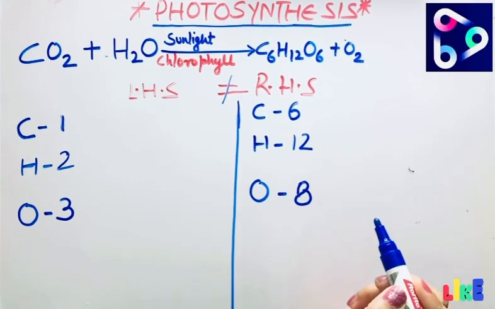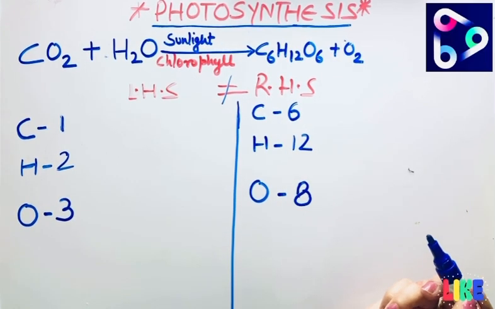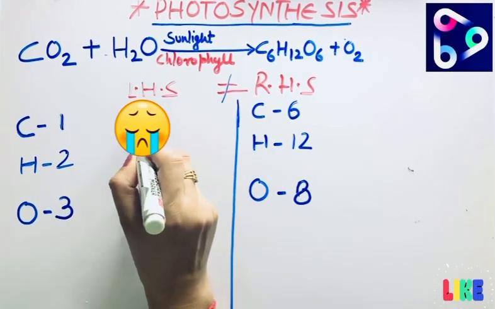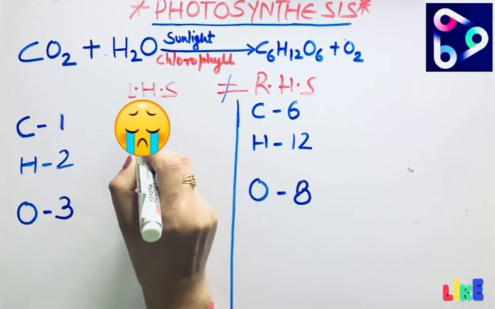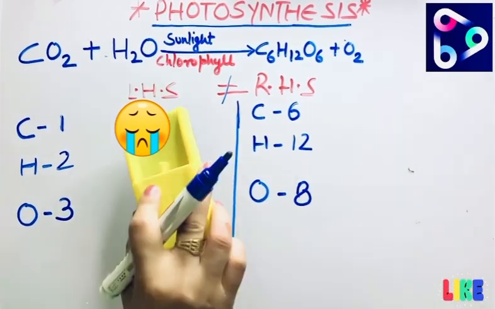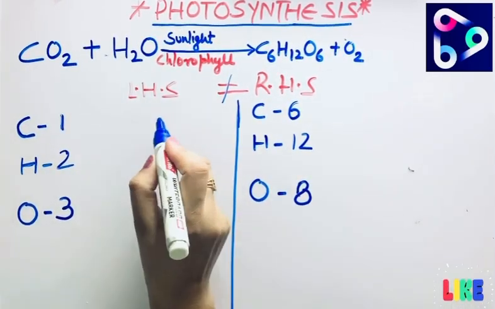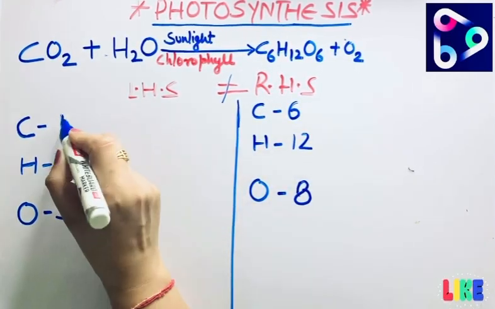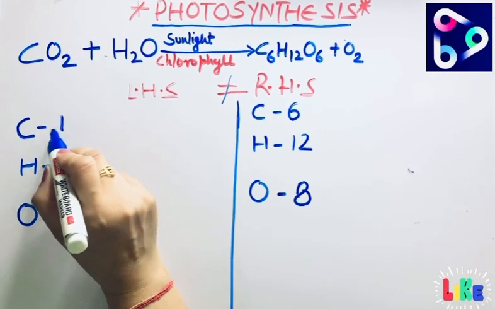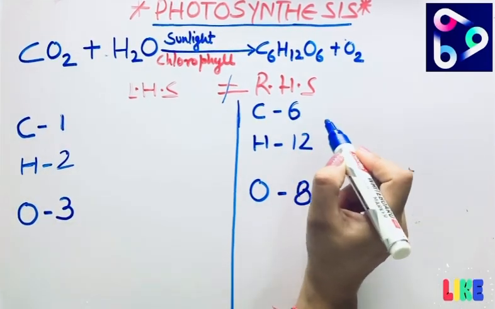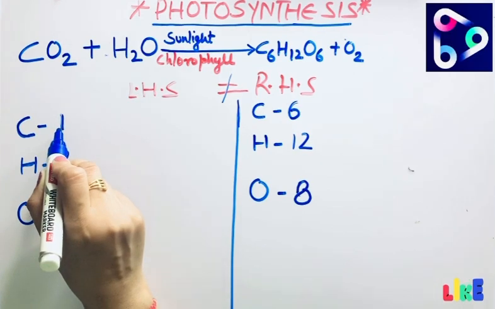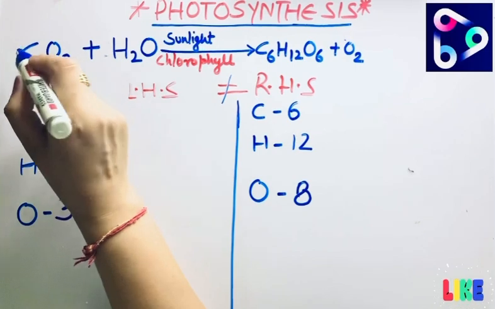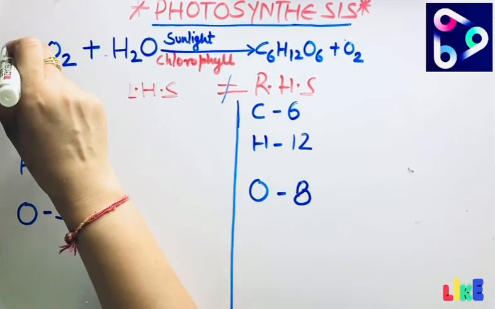Now what is the problem? If I check whether they are equal, no, there is a cry smiley that says they are not equal. But we want to make it a smiley with a smile. So let's balance it. Carbon is 1 here and 6 here, but don't worry, we will make it 6 also. It's very easy. Here you want 6 only, so we will put a 6 here. I'll do it with a red sketch.